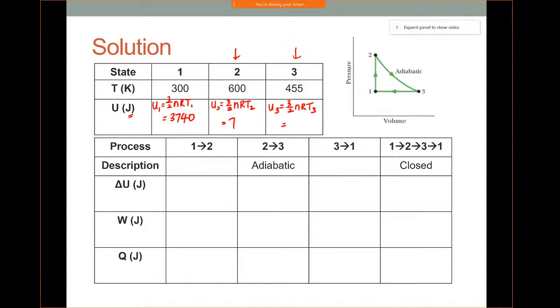U274 at 0. Very good. How about U3? Five, 6, 7, 0. Okay, thank you.